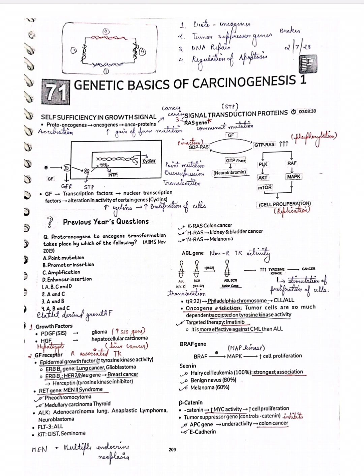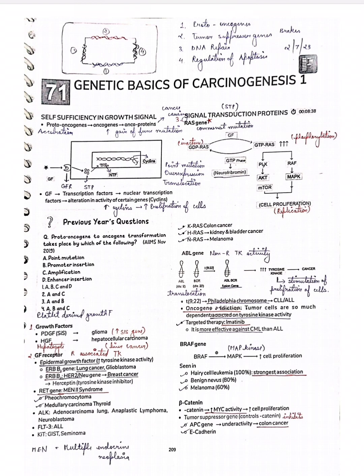Right? So what are the points that are associated with it? It can be due to point mutation, overexpression, translocation, whatever. So there would be alteration in the activity of certain genes that will lead to the proliferation of cells and finally cause cancer. So we are going to study it at the 5 levels: the growth factor, the growth factor receptor, the signal transduction proteins, the nuclear transcription factor, and the cyclins.